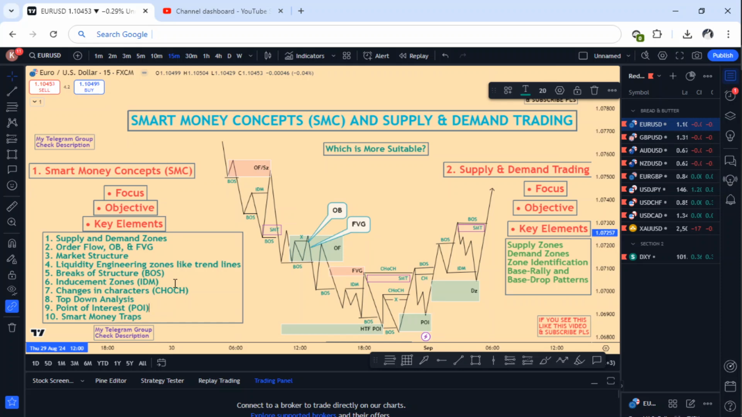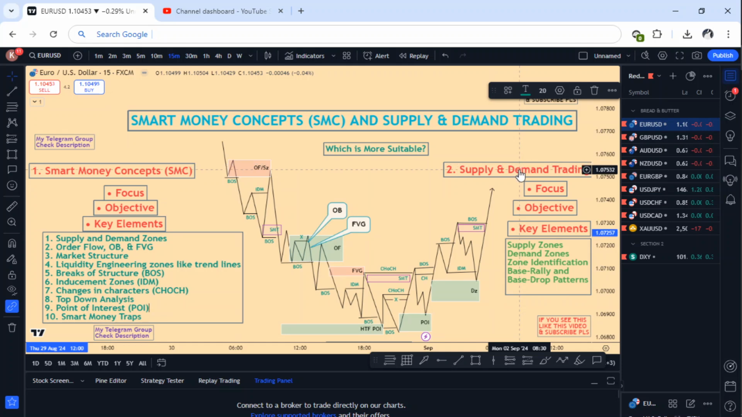Now, let us look at supply and demand trading. So supply and demand trading is based on the principle that price movements are driven by imbalances between supply, or the selling pressure, and demand, the buying pressure. It focuses on identifying zones where these imbalances are likely to cause price reversal or significant movement, and that is the focus of supply and demand trading.